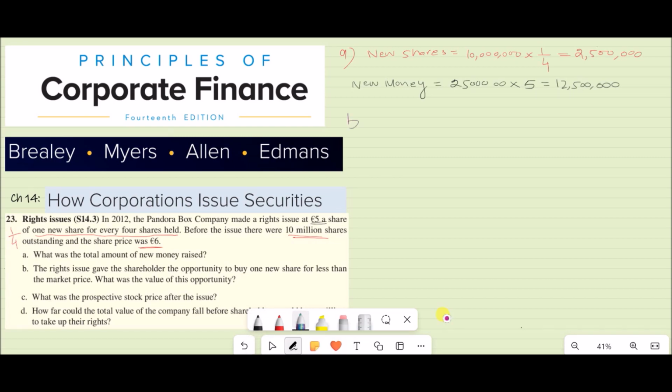Coming to part B, the rights issue gave the shareholders the opportunity to buy one new share for less than the market price. What was the value of this opportunity? So the current share price is $6, right? And the shareholders have been given an option to buy the right at $5. So the question is asking what is the value of this discount, or how much benefit the shareholders will get, if there is any.